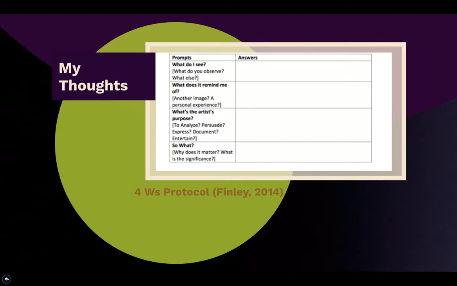Then you'll think, well, what's the purpose? Is it to entertain us or to remind us of how to do something? Then, so what? Well, why does that matter? These are the things that we want to get our children thinking about. So these are the kind of things we want to talk about during our think alouds when we're reading a story to our kids. What do you think?